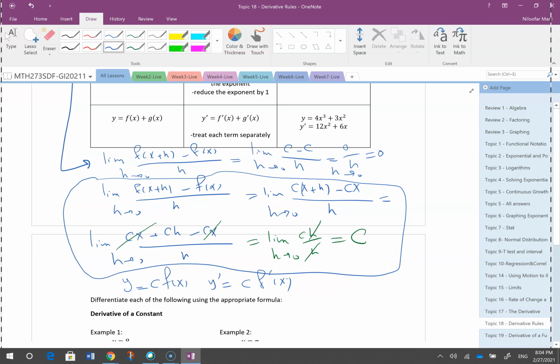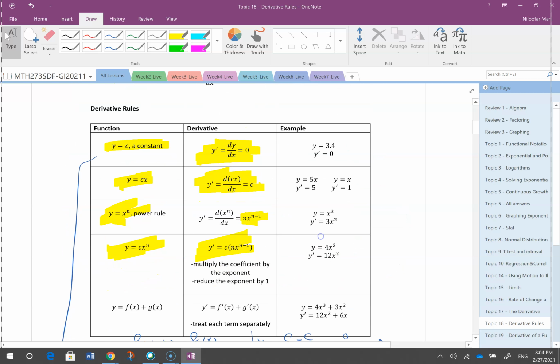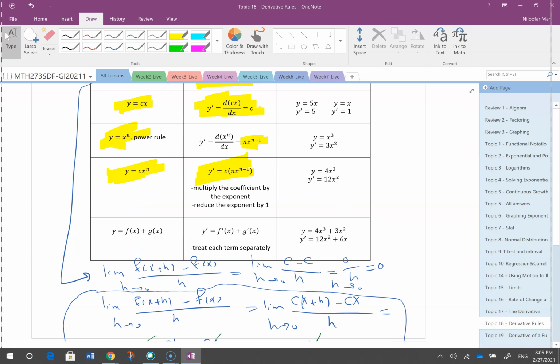So if I have a constant number, the derivative is 0, and I can prove it using first principle. If I have cx, the derivative is c. If I have x to the power n, the derivative is nx to the power n minus 1. You can use these rules, but remember, if I say I want you to use first principle or delta method, you have to go by the formula, which is the limit. Otherwise, use these rules.